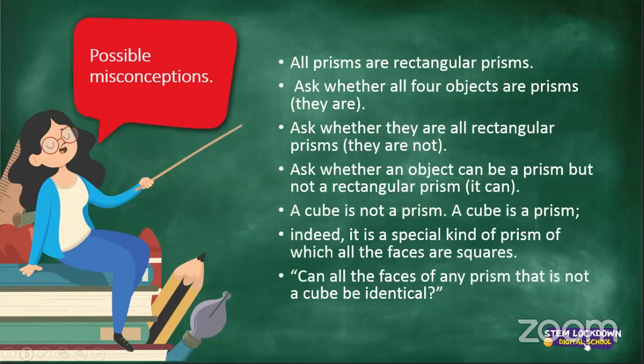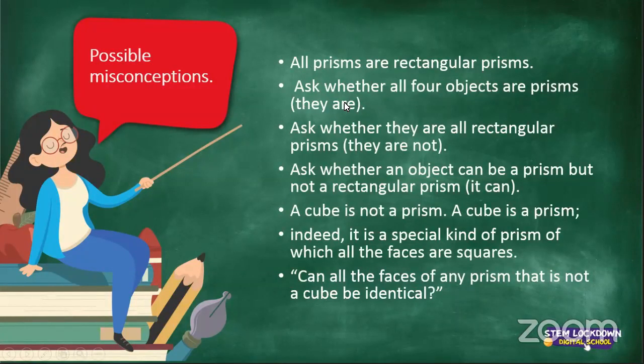All right, there are misconceptions when it comes to prisms. There's a misconception that says all prisms are rectangular prisms. That is a misconception. We must keep that in mind. All prisms are rectangular prisms? Not all prisms are rectangular prisms.